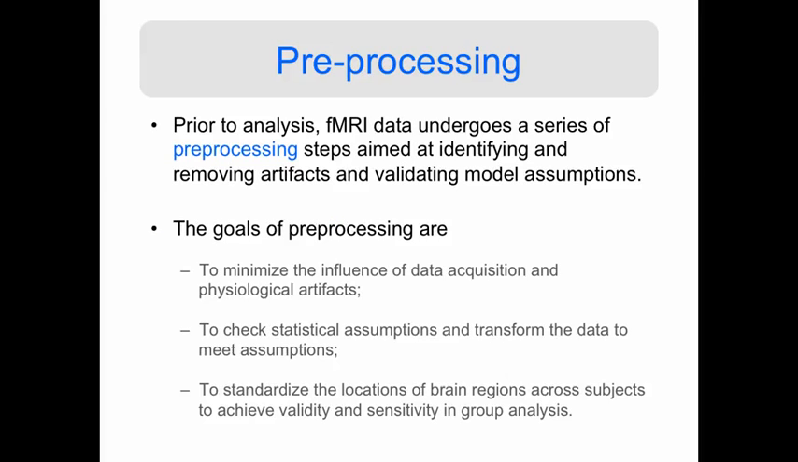So prior to statistical analysis, fMRI data undergoes a series of pre-processing steps, which are really aimed at identifying and removing certain artifacts and also validating certain model assumptions. So in general, the goals of pre-processing are: 1, to minimize the influence of data acquisition and physiological artifacts; 2, to check statistical assumptions and transform the data to meet these assumptions; and 3, to standardize the location of brain regions across subjects to achieve validity and sensitivity in group analysis. So if we're going to perform a group analysis, we need our different brains to align with one another.